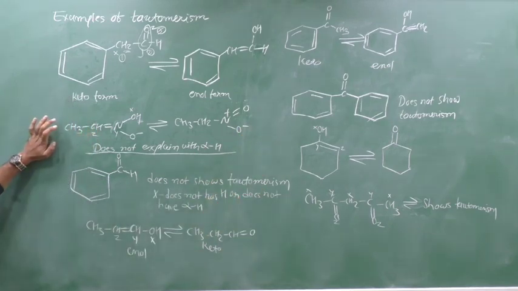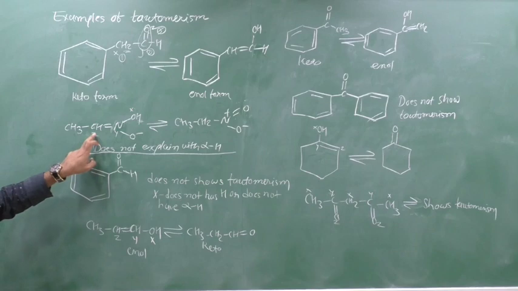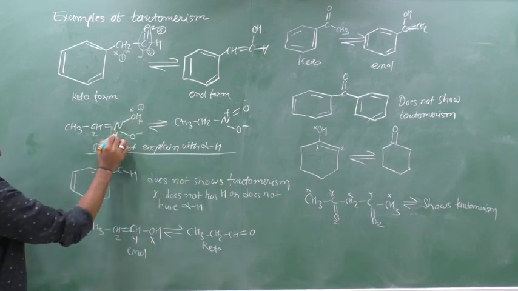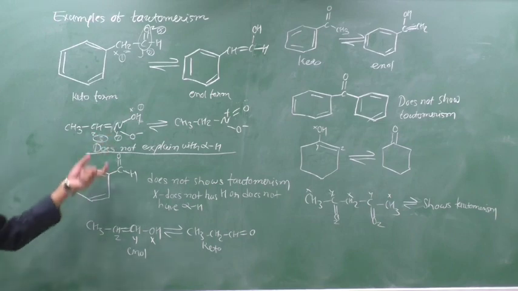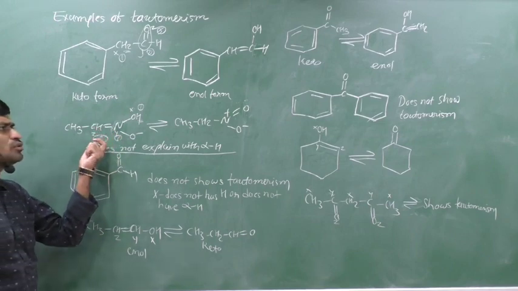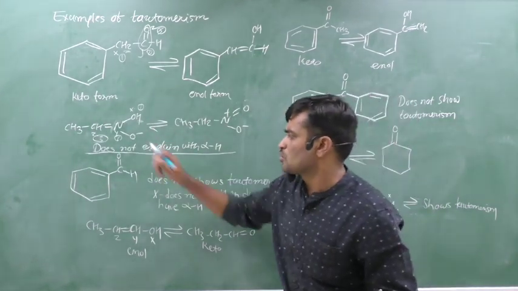Next, CH3 CH2 with a positive charge, double bond O and O minus. Clear? What is the form? Hydrogen is transferred from 1 to 3. We give X the number 1, Y the number 2, and Z the number 3, and the double bond is transferred from position 2, 3 to 1, 2. Clear? So this compound also shows tautomerism.